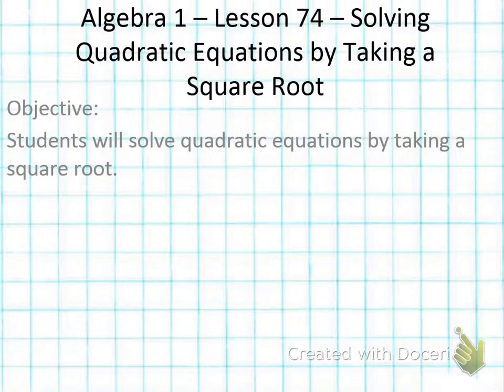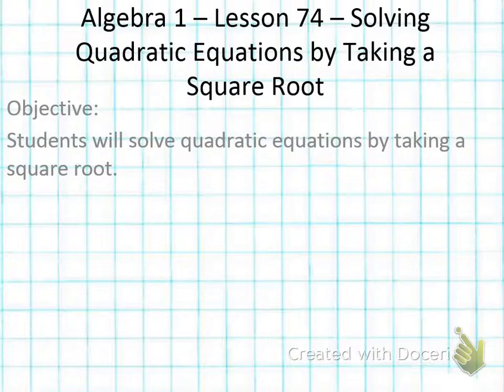Alright, today's lesson is lesson number 74. We're going to continue solving quadratic equations. So yesterday, or I guess Friday, we started the lesson with factoring, solving by factoring. Yesterday, you guys continued with graphing. And today we're going to talk about how to solve quadratic equations by taking a square root.